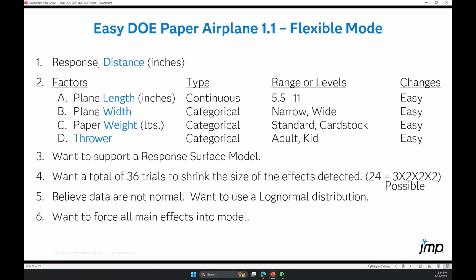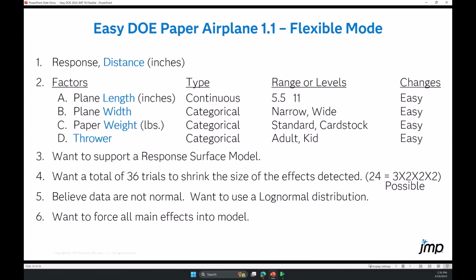So we're going to call it airplane 1.1 in flexible mode. Same response, same factors, and we still want a response surface model, so the top three bullets are the same. Where it starts to get different is point 4: we want a total of 36 trials to shrink the size of the effects detected. And this is where I point out, if you only have 5.5, 8.25, and 11 as the levels of the continuous factor, there's only really 24 combinations possible. And we're going to want 36, which means at least 12 of ours are probably going to be repeats or replicates of the other 24.